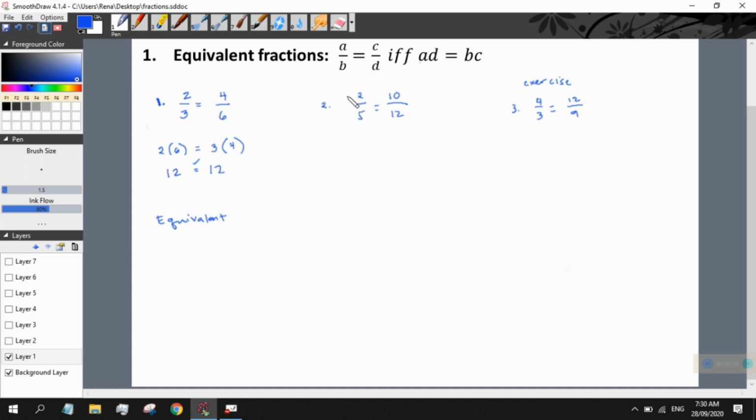Okay? Now let's go to item number 2. For item number 2, let's follow the same procedure. Multiply the numerator of the first by the denominator of the second, and then the denominator of the first by the numerator of the second. So we have 2 times 12 is equal to 5 times 10. 2 times 12 is only 24, while 5 times 10 is equal to 50. So since they are not equal, this is not an example of an equivalent fraction. Okay? I hope that was clear because now we are going to move forward.